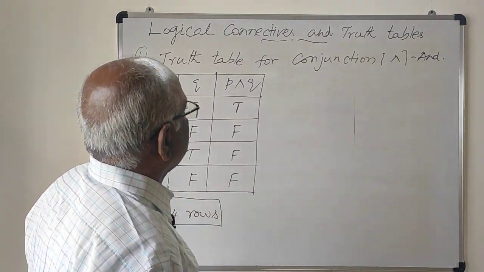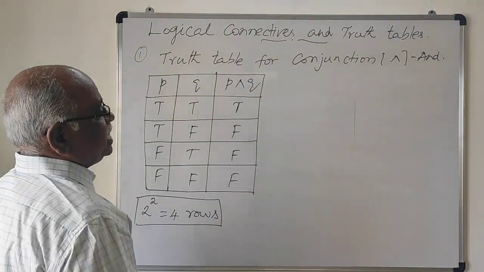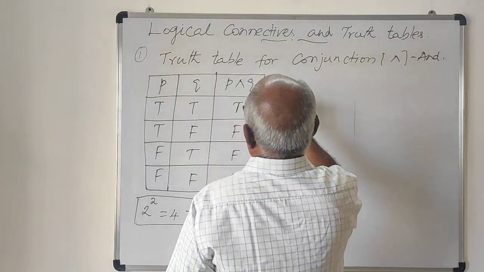Next, I am going to construct the truth table for disjunction. Here I am writing that this is conjunction.